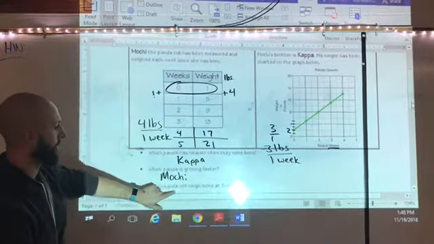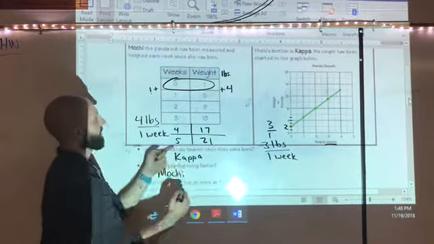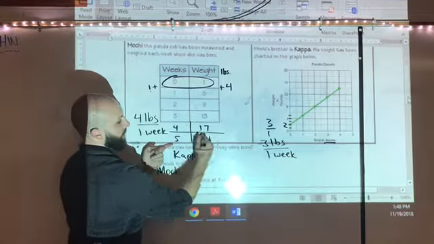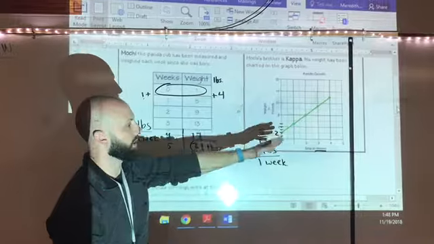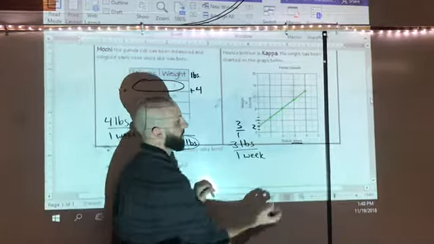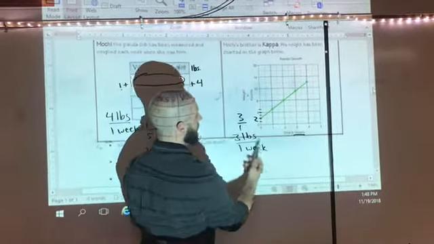So which panda will weigh more at 5 weeks? Mochi will weigh 21 pounds. So then let's see at 5 weeks over here how much Kappa is going to weigh. So at 5 weeks, let's just continue the pattern.